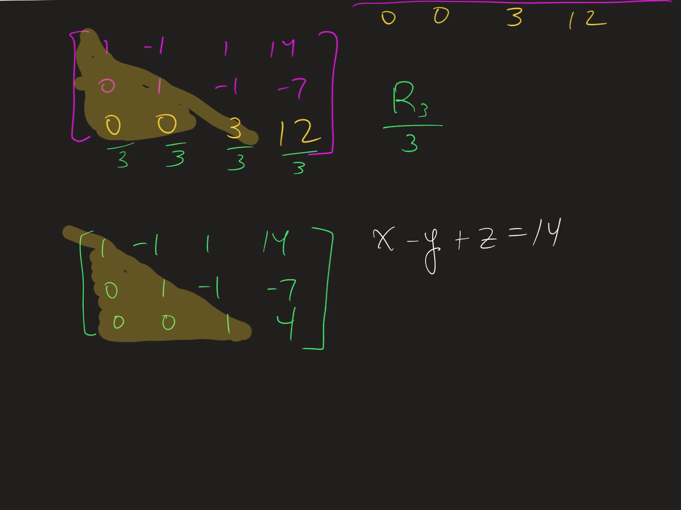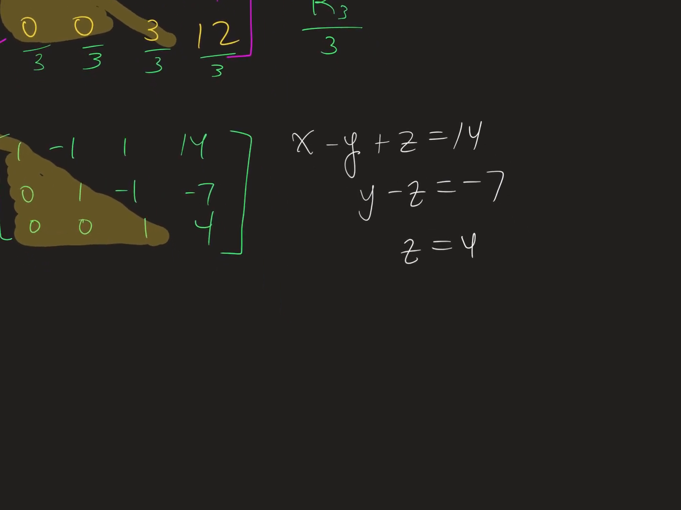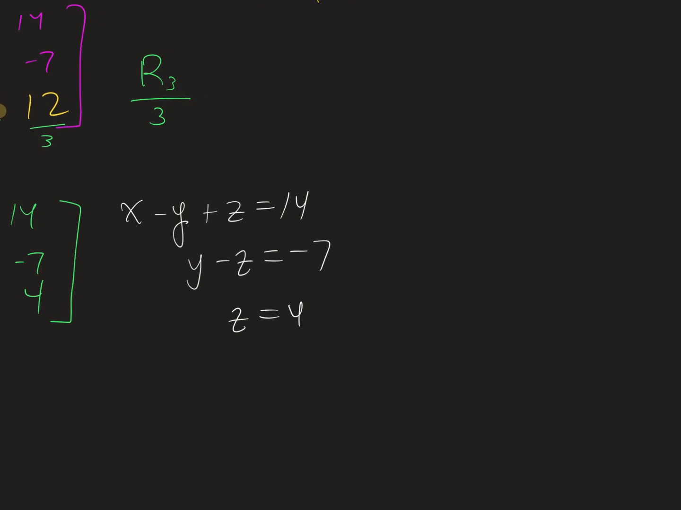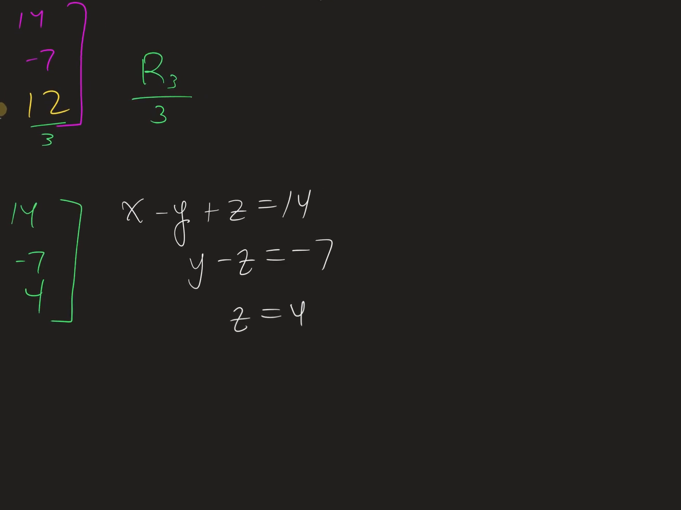What's the second equation say? y minus z equals -7. And what's the last equation say? Z equals 4. Now, can you guys use back substitution to figure out what all the letters are? Yes, to get your ordered triple. I'm going to take this 4 and plug it in right there. So I'm going to say y minus 4 equals -7. I'm going to add 4 to both sides, and I get y equals -3, correct?